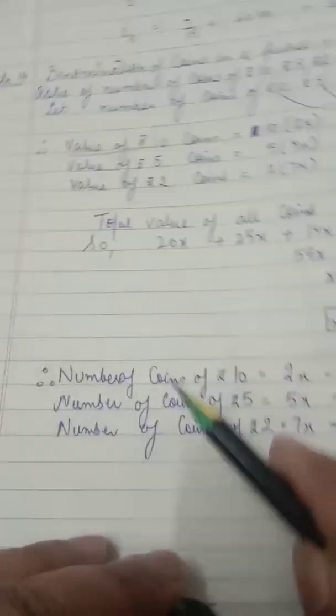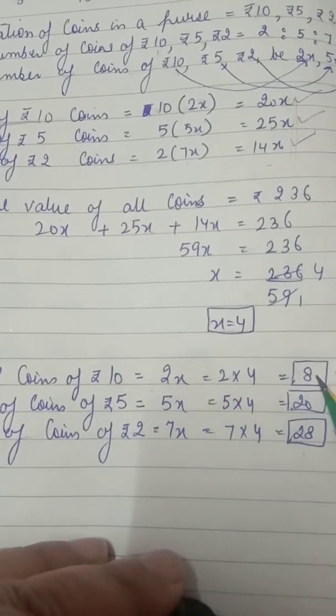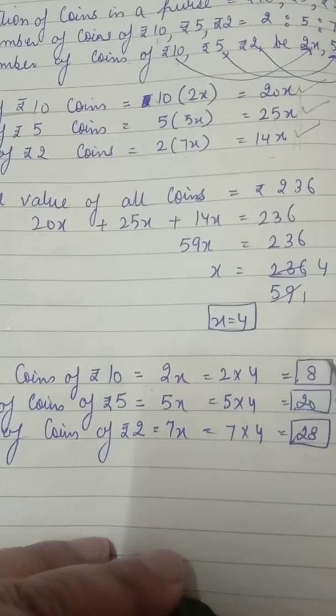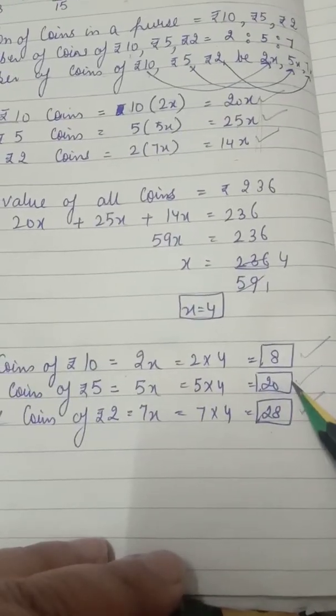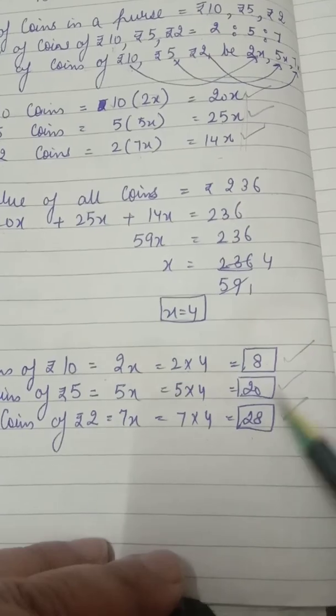So now the number of coins of 10 is 2x, that's 2 into 4, 8. This is the number, so do not write the unit rupees. If they ask you the value, then we'll write the unit. Number of 5 rupee coins is 5x, 5 into 4 that's 20, and number of 2 rupee coins is 7x, which is 28. And now for the last question.